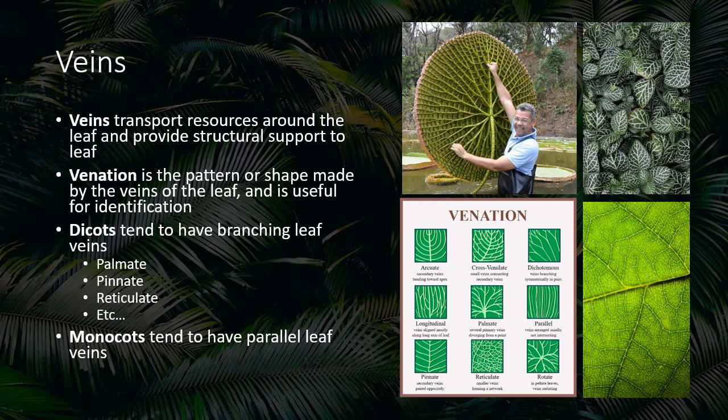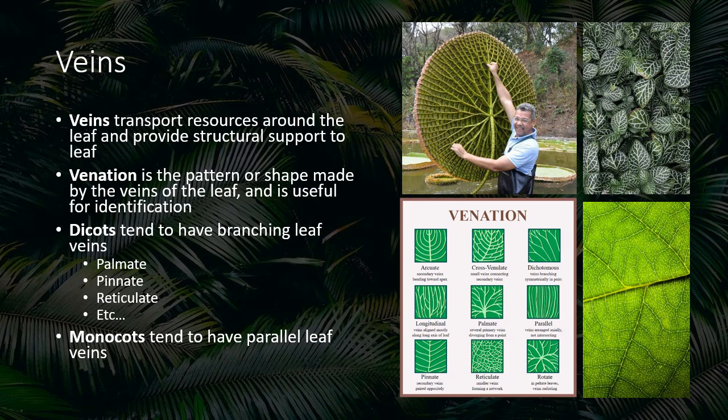The veins, I suppose, somewhat obviously transport resources around the leaf and provide structural support to the leaf, kind of like little struts. And when we look at the veins, we aren't just interested in their function, we're also interested in the shapes they make because they're useful for plant identification.